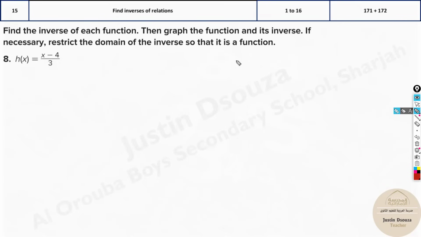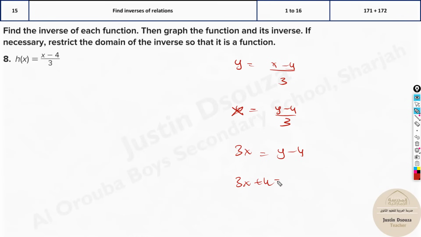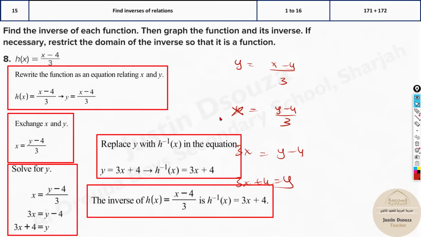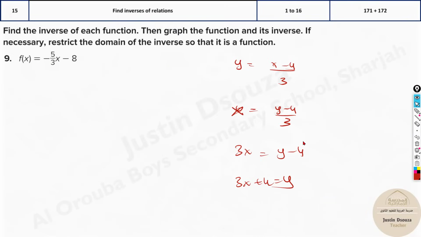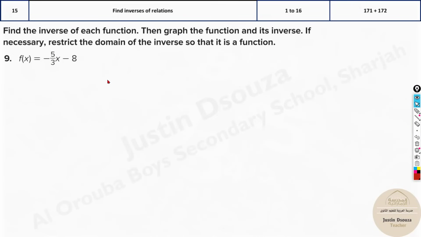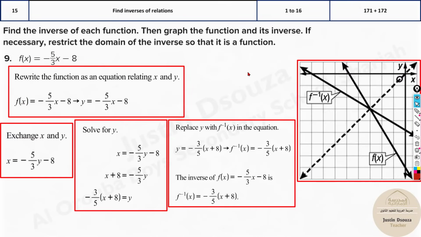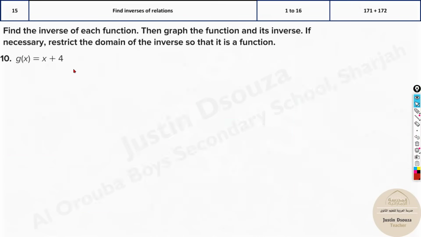All you need to do is y is equal to x minus 4 by 3. Now swap it up. It will become x is equal to y minus 4 by 3. First take 3 to the other side. It becomes 3x is equal to y minus 4. Take minus 4 to the other side. It becomes plus 4. And that's the answer. And this is how we can solve all these problems directly just by simple methods. Here also, please do it by yourselves and check for the answers.